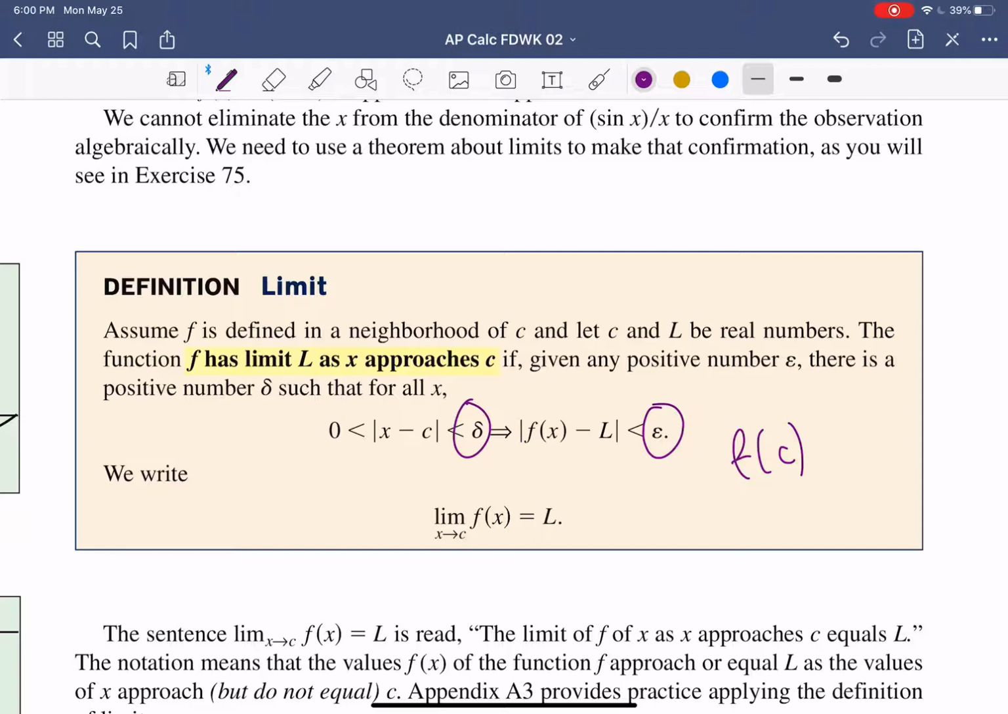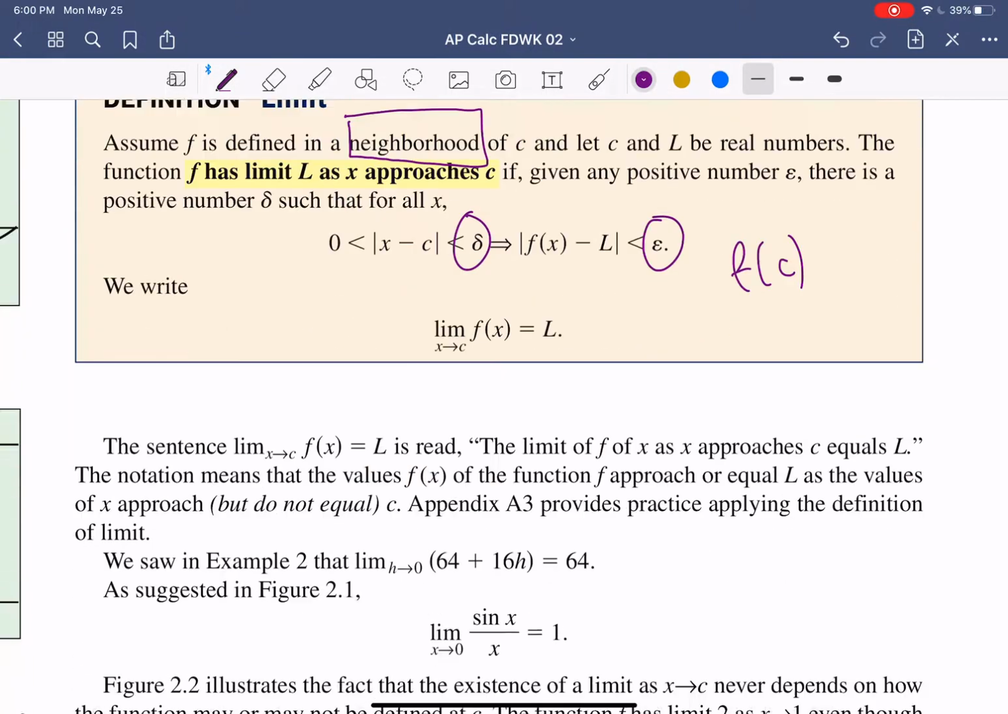So for a limit, and I do like this word here, the neighborhood. For a limit, we never look right at the value they give us. We look around that value. So let's see why we do that.